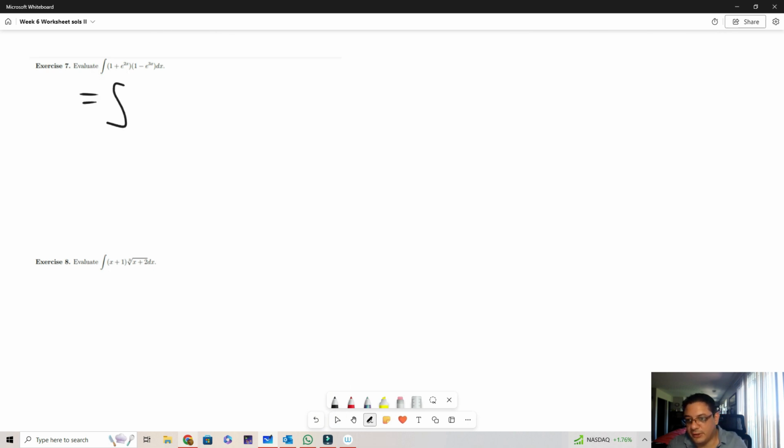Now for exercise 7, a little bit of operation is needed. So the best thing that you can do here is actually multiply things out. So 1 times (1 minus e to the 3x) is just 1 minus e to the 3x, and then when I multiply e to the 2x by the second part, I get e to the 2x minus e to the 2x times e to the 3x.